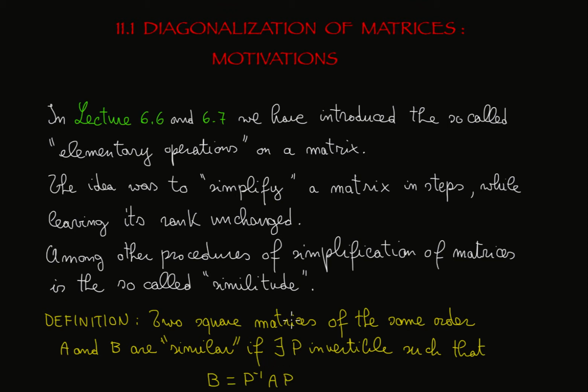And what we are trying to do is to see if among all the matrices of the kind P minus 1 times A times P, with P varying among all the invertible matrices, we can find one which is particularly nice. In that case, we will say that A and B are similar matrices, so A will be similar to a particularly nice matrix. Let's see what we mean exactly by particularly nice.